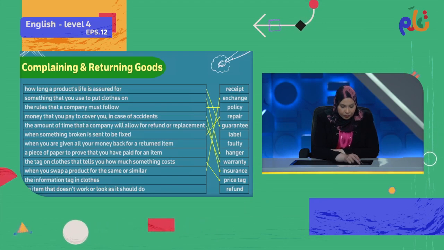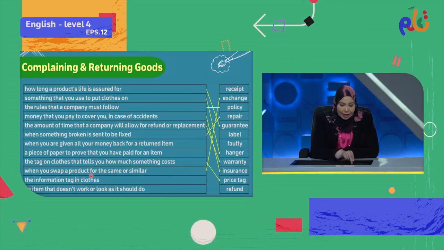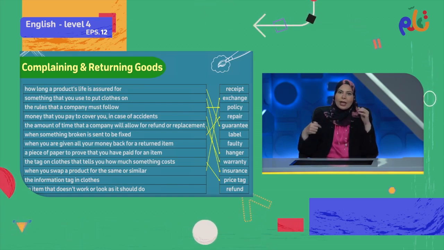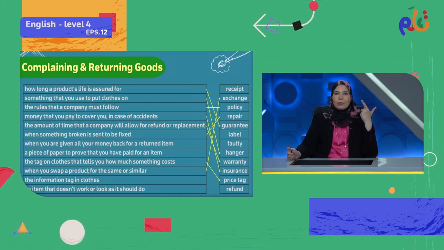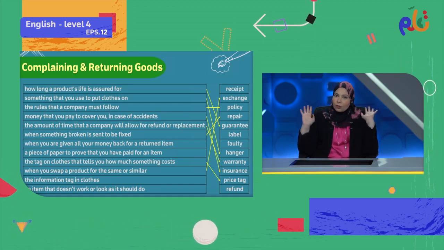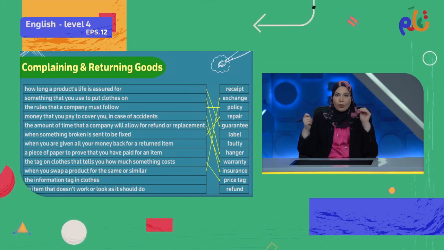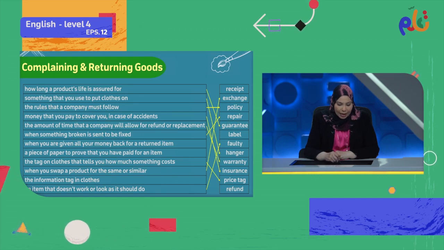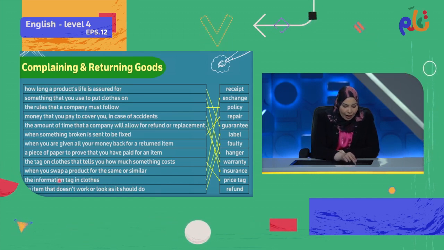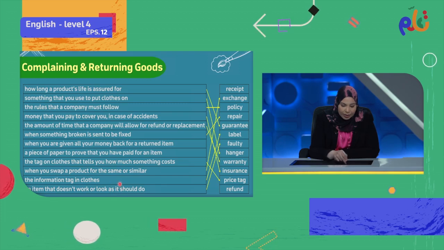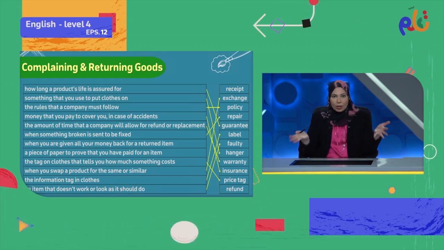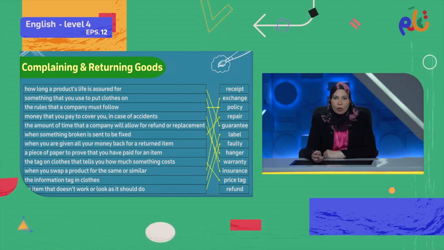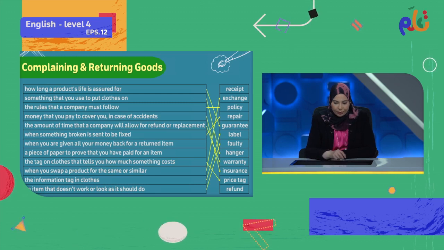And then the information tag in clothes. So for example, you're buying a jacket, and in the jacket you will find information on how to wash it, information about the size. So this is not for the price. This is for the information for you. This is called the label. And the last one, an item that doesn't work or look as it should. So something that's not working properly, this is a faulty item. So faulty or defective, both are fine.